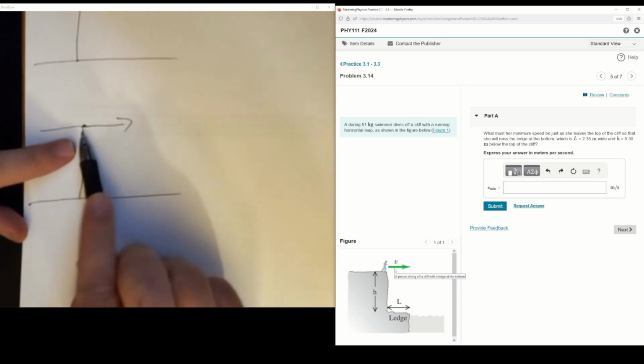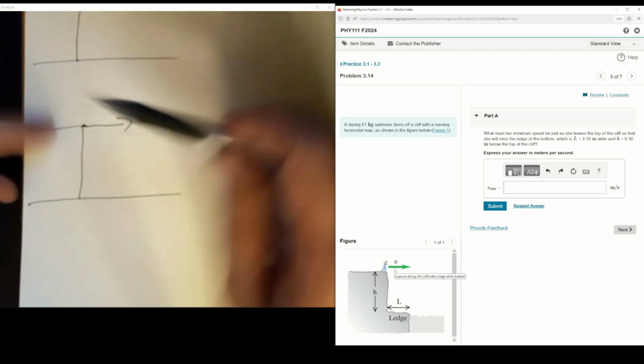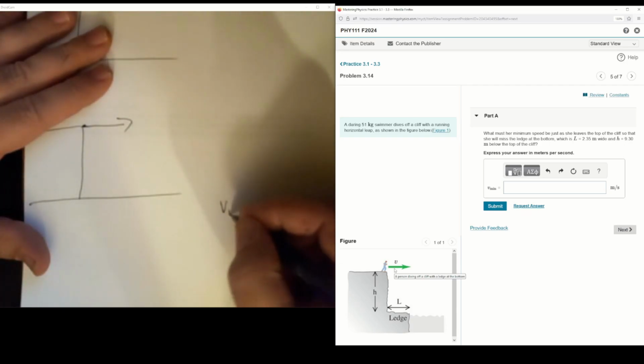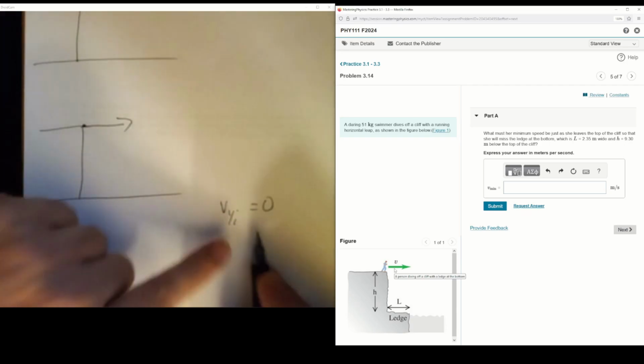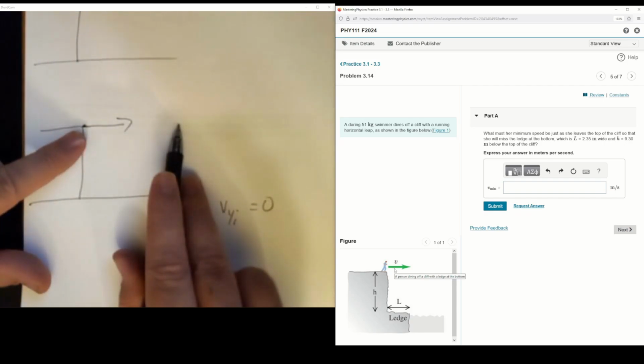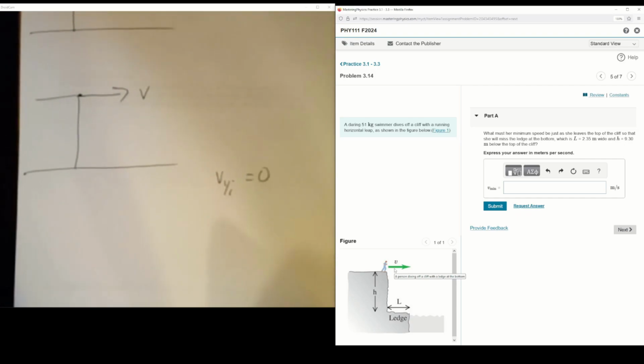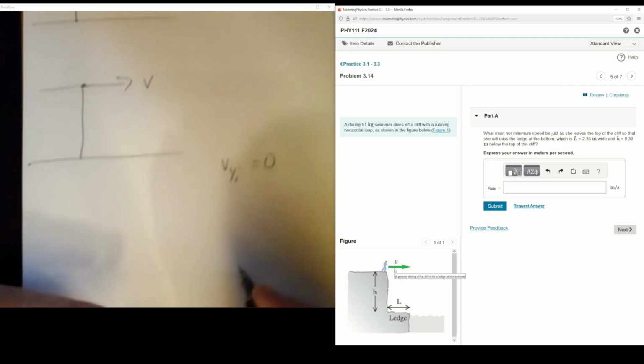So this person is going to jump perfectly to the right so that their y initial velocity is 0. They're not jumping up or down. They're just going to jump to the right with some velocity. And that helps make the math a little bit easier here. So what must her speed be as she leaves the top of the cliff so she will just miss the ledge at the bottom?